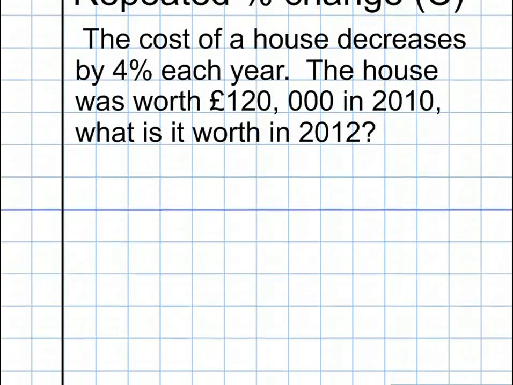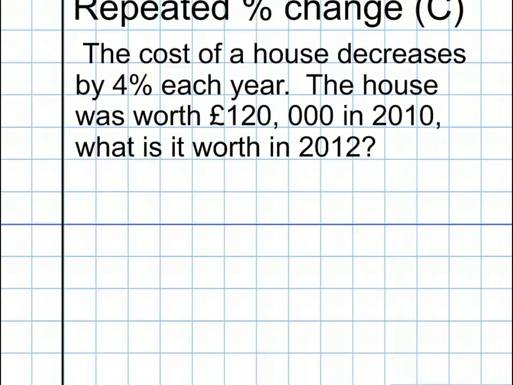Repeated percentage change. Here we go. The value of a house decreases by 4% each year. The house was worth £120, if you could buy a house for £120.